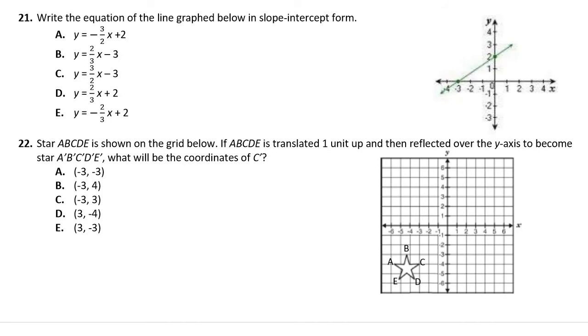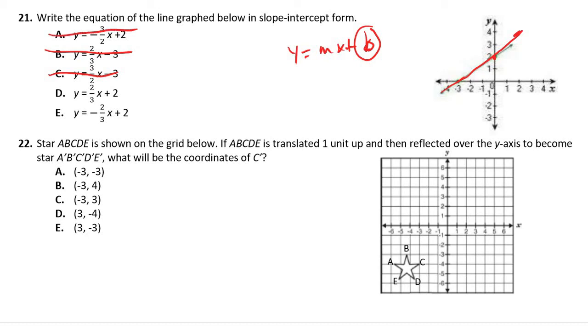Now we're given a graph for number 21. We are asked to find the equation. This is easy. We can do elimination by looking at the y-intercept. y equals mx plus b. You remember this? This is the y-intercept. It's 2, it has to be 2. So we can take away this and this. The slope is positive because it's rising as you go from left to right. It has to be positive.